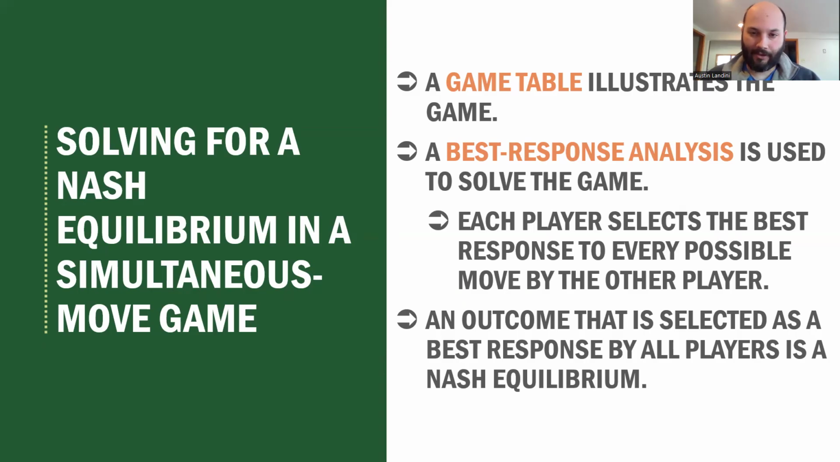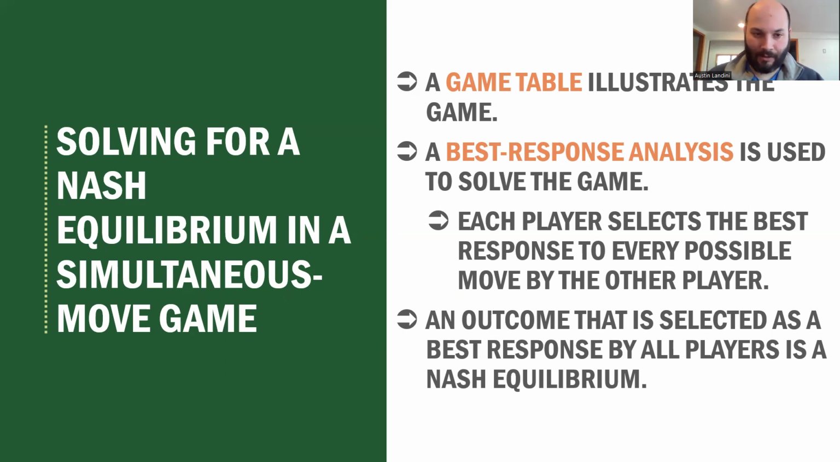And then the analysis method is going to be best response. So each player is going to select the best response, or their payoff maximizing response, to every possible move by the other players. The outcome which is selected as a best response by all players is a Nash equilibrium, and there could be multiple Nash equilibria depending on the game.